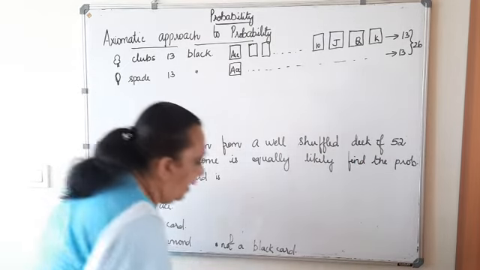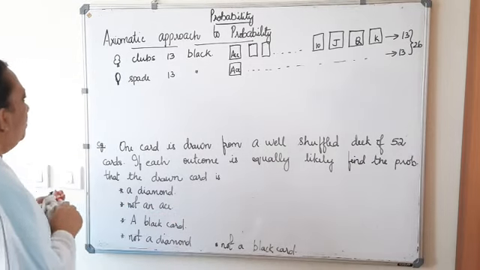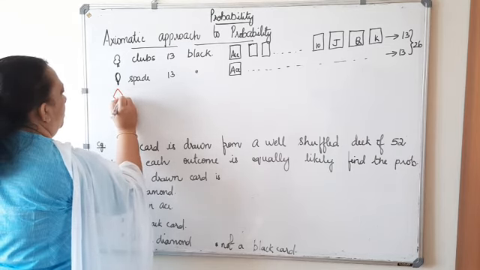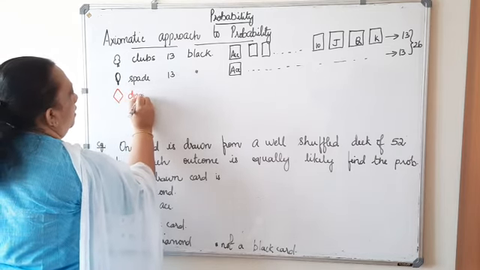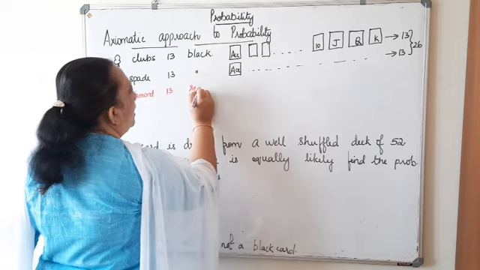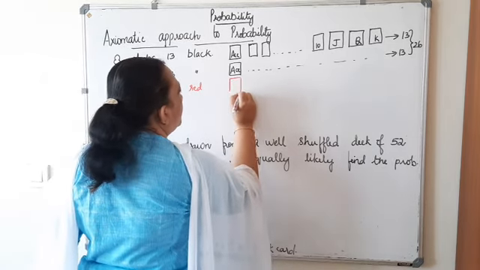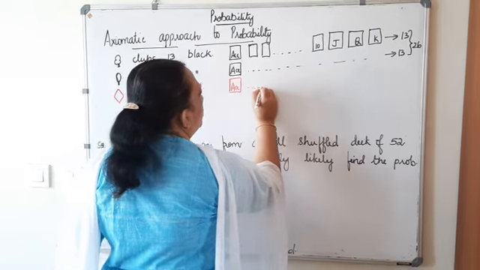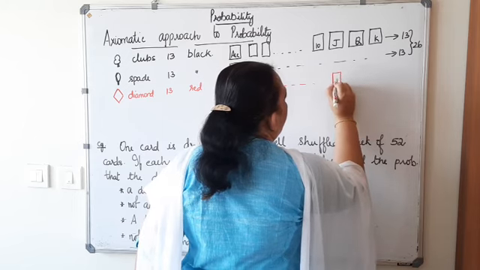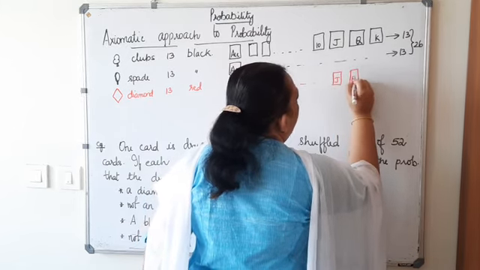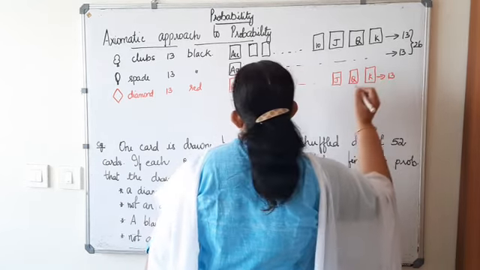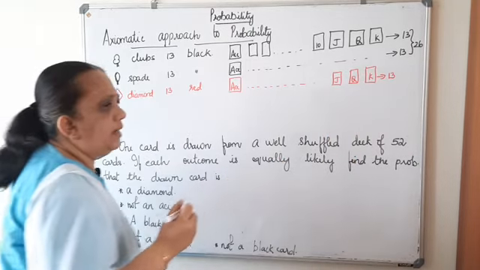Now you have another set of cards, that is diamond. Diamond, 13 in number. This is red in color. It also has 1, which means it is an ace card. 2, 3, 4, 5, etc. Then you have jack, queen, and king. This is also 13 in number, and this is red in color.